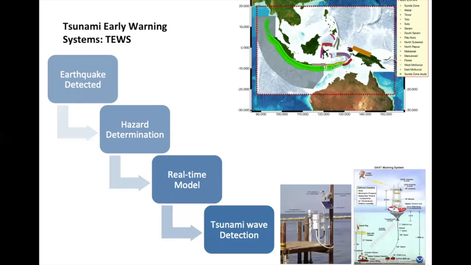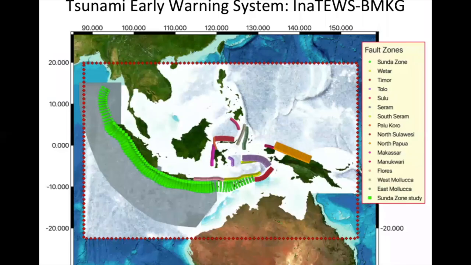Eventually, the tsunami wave will be detected by water level instruments, including tide gauges and DART buoys. This data will help to refine parameters that will go back into the real-time model and improve the accuracy of the information. This loop will run several times as the tsunami propagates to provide more accurate information to warning dissemination. This is a close-up of the scenario database showing the different fault zones and all of the areas that are covered.